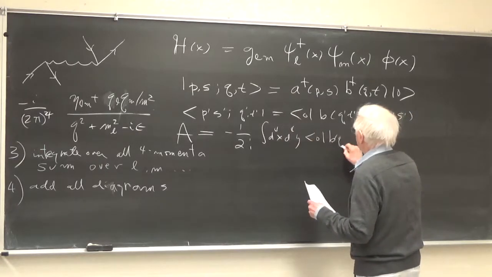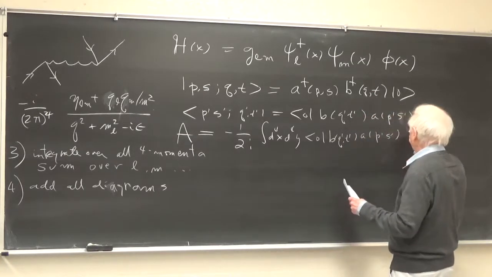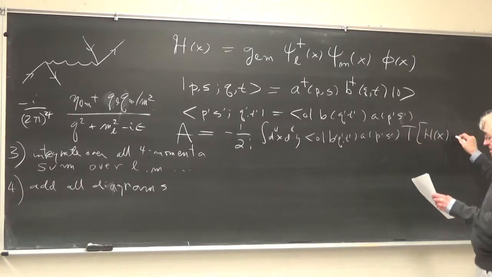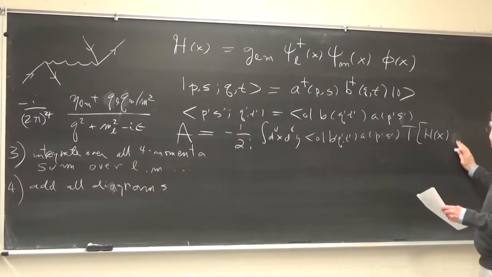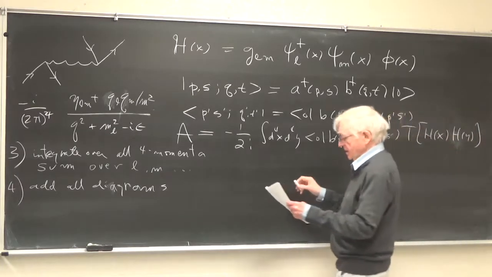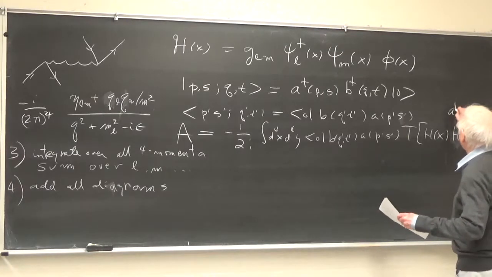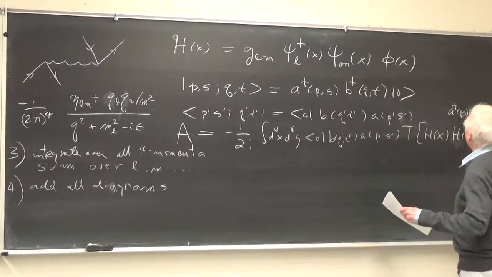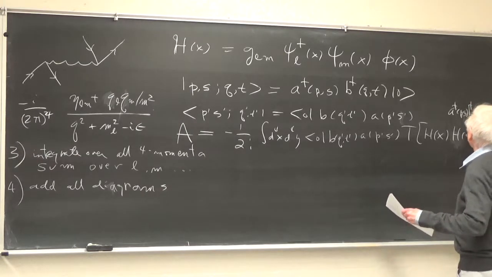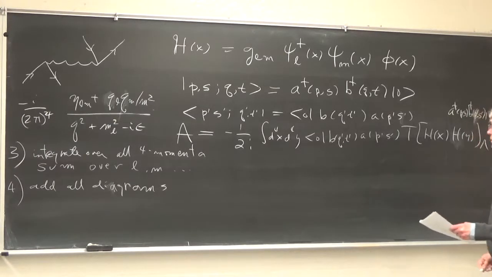B of Q prime and T prime, A of P prime, S prime, time-ordered product of the two interaction Hamiltonian densities. And then, let me put it this way: A dagger of P and S, B dagger of Q prime, no, P prime, P prime, S prime on vacuum.